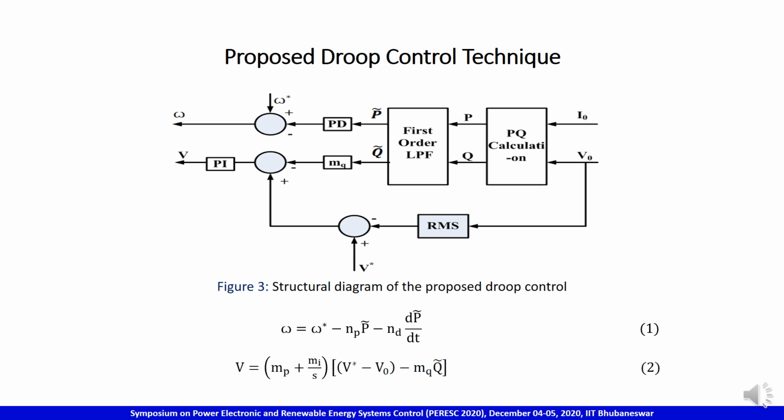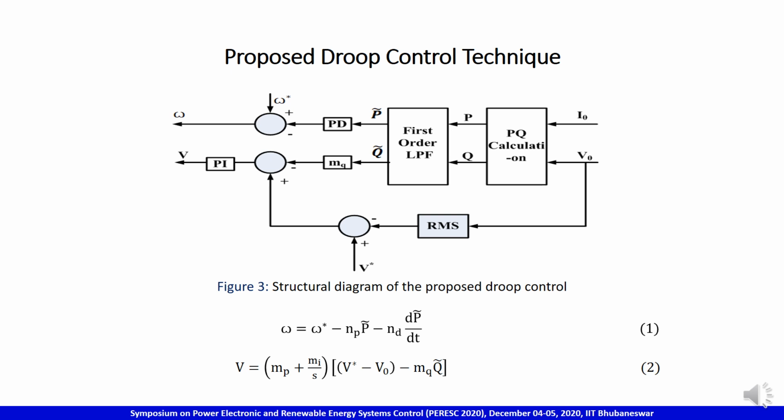Therefore, in order to address the gaps in the existing droop control strategy, a novel droop control technique is proposed to achieve accurate active and reactive power sharing and maintain the frequency and voltage magnitude of the load side at the rated value. The structural diagram of the proposed droop control strategy is shown in figure 3, and the corresponding droop equations are given as equations 1 and 2.